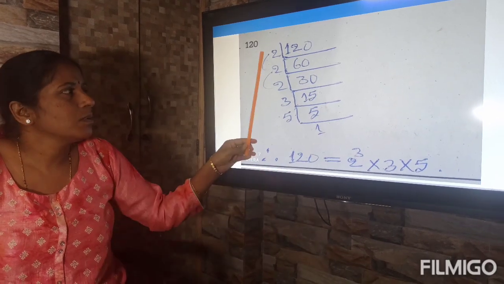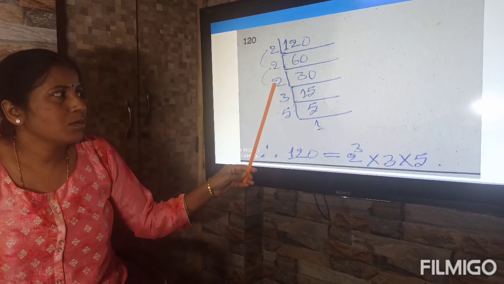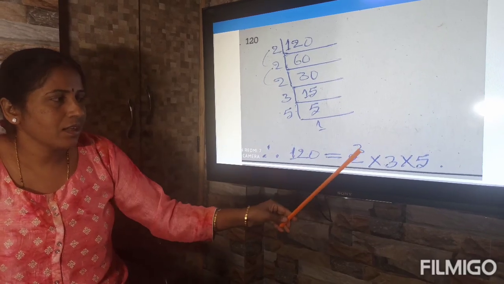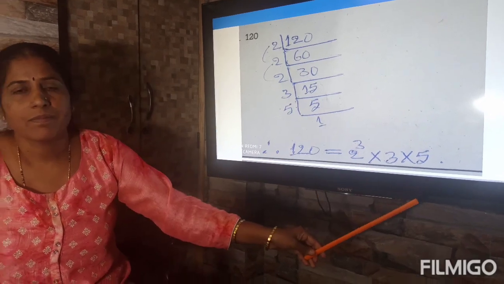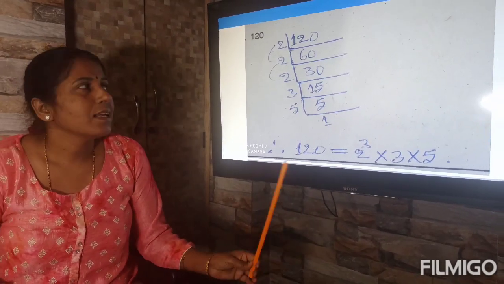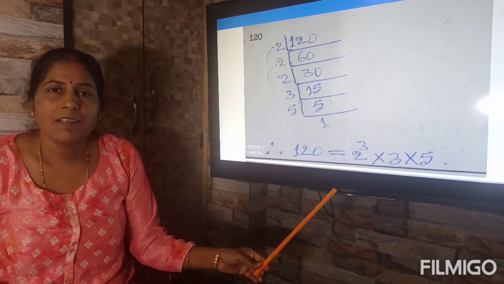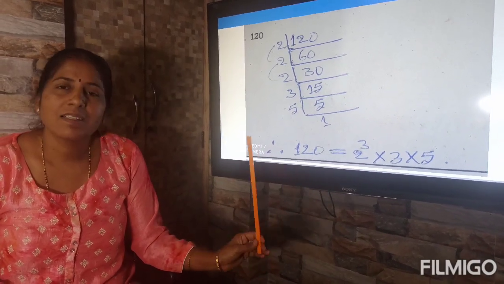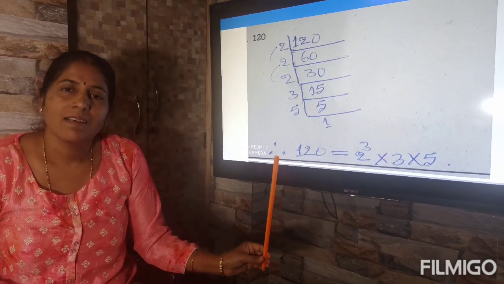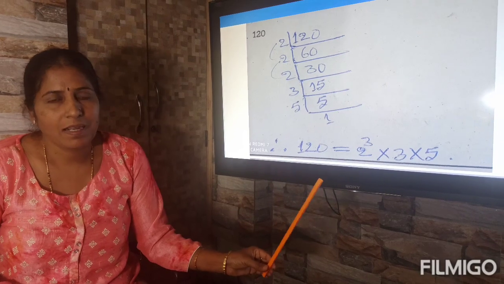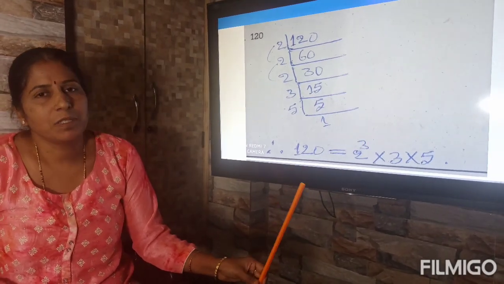120 is equal to 2 into 2, 2 square, into 2, 3 times 2, we can write 2 cube into 3 into 5. These are the factors. Like this, you can factorize and find the prime factors. It is very easy. We can get marks by this method easily. Practice properly. Okay?